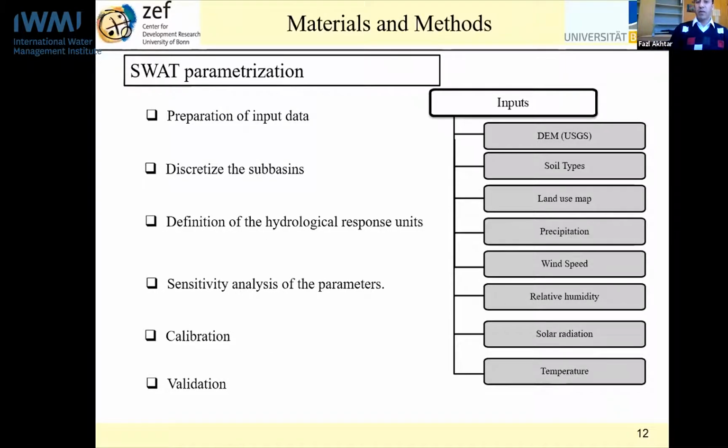The parameterization was rather intensive: preparing the data, discretizing the subbasins, and defining the hydrological response units based on the local conditions. Sensitivity analysis of the parameters is required, and then calibration and validation come at the end. The input data includes a digital elevation model, soil types, land use and land cover map, precipitation, wind speed, relative humidity, solar radiation, and temperature.